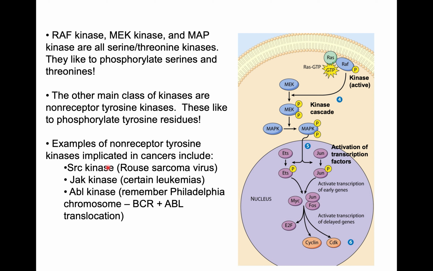And there's some very well-known examples here. They're parts of other pathways. So there's the SRC kinase, the JAK kinase, ABL kinase. You might remember we saw that in the BCR-ABL translocation gene fusion. So just tuck that away and keep in mind, there are some other very, very well-known and biologically important kinases.